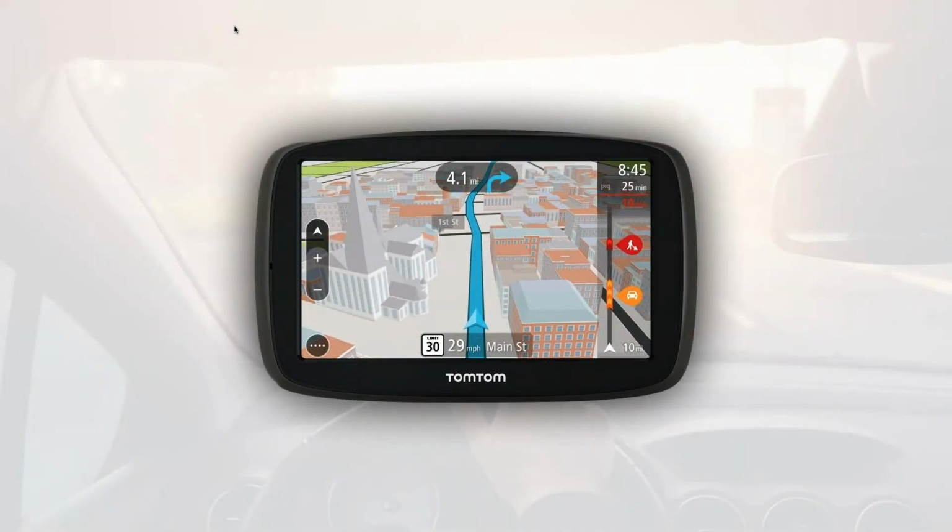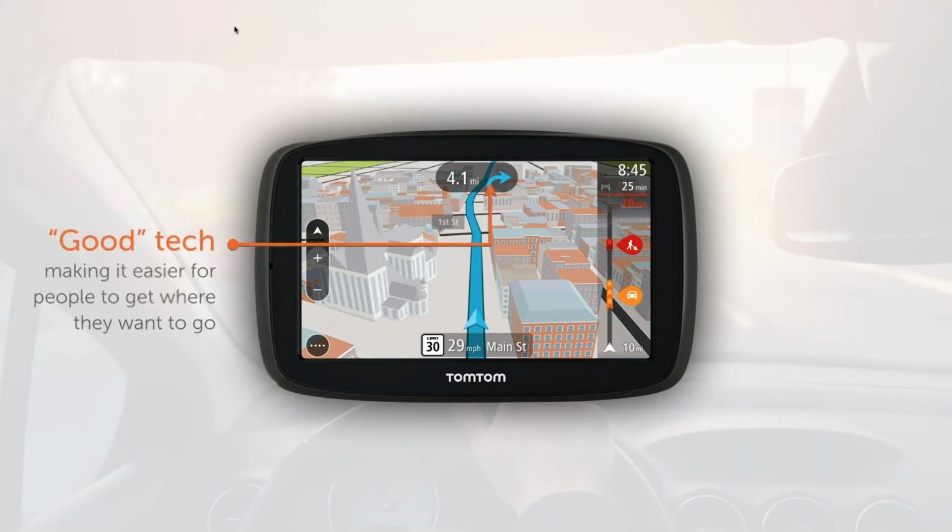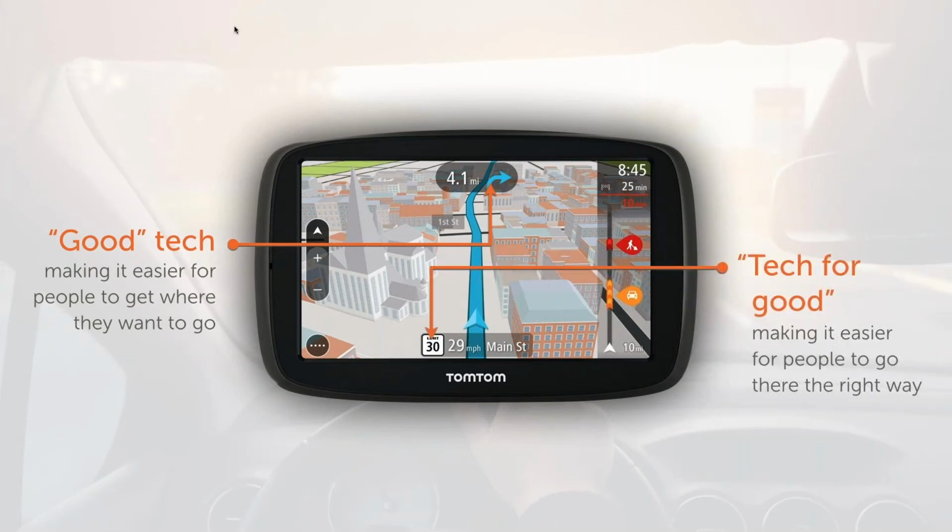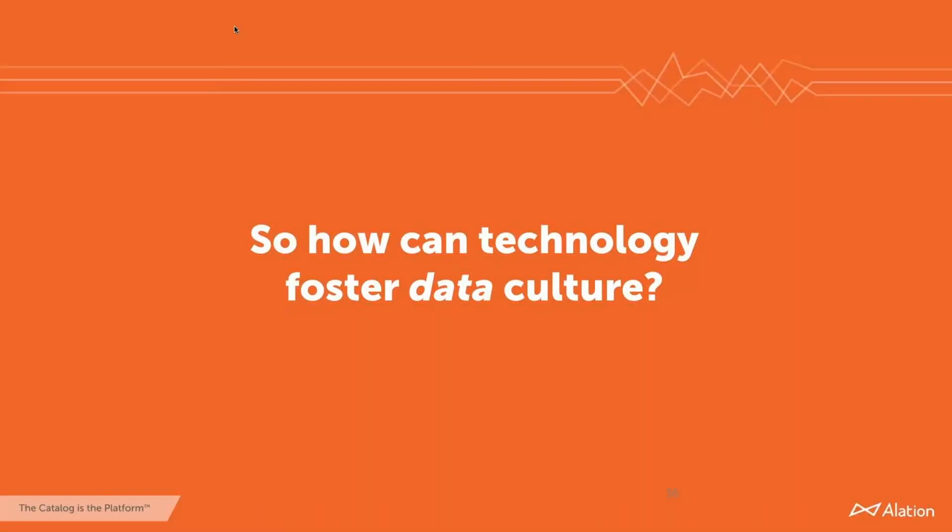Good technology would be more like a good GPS navigation system, right? It would be good tech that makes it easier to get where we want to go by saying, even if I'm in an unfamiliar town, what I should do and when I should do it. Go 4.1 miles, then turn right. And while it's helping me get where I want to go, this is actually tech for good, because it makes it easier for me to get there in the right way, to follow the speed limit and avoid hurting somebody or myself. And so it's doing both those things at once.